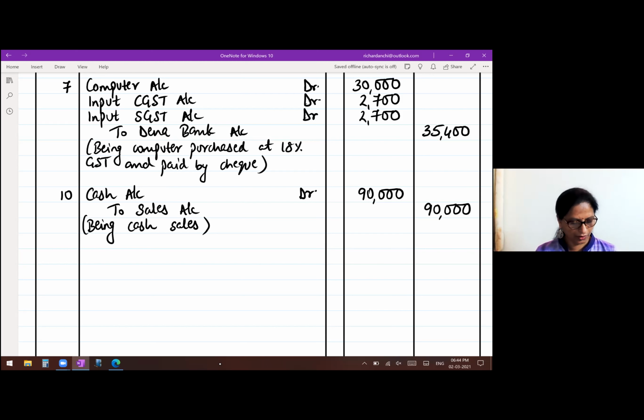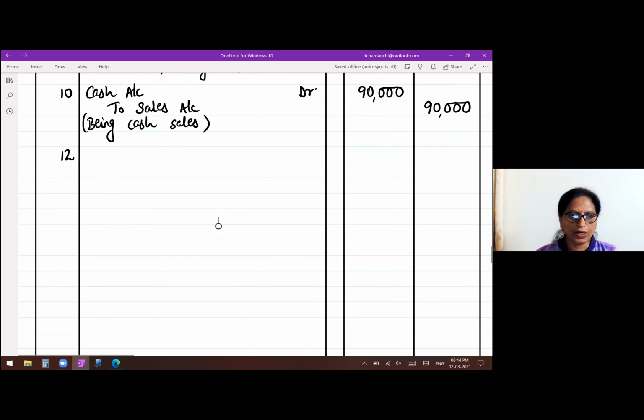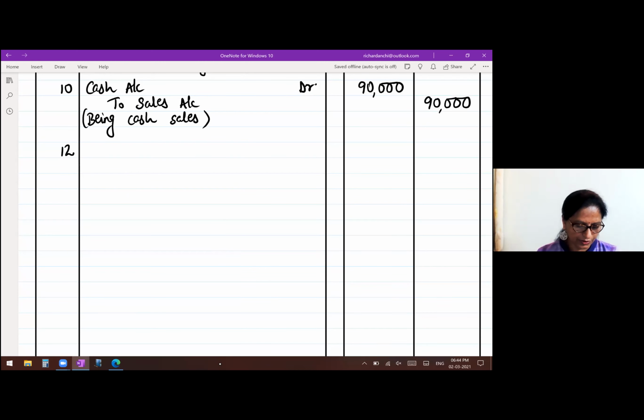Twelfth, goods sold on credit to Ganesh rupees 10,000 at 5% trade discount. Now here goods are sold to Ganesh on credit. That means one account is a personal account, the other is sales because you are selling. Now here we have trade discount. Trade discount is always calculated but never shown in the books of accounts. So you will have to calculate. We can first write the entry and then show you the calculations.